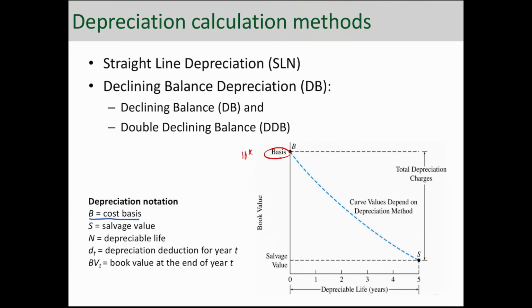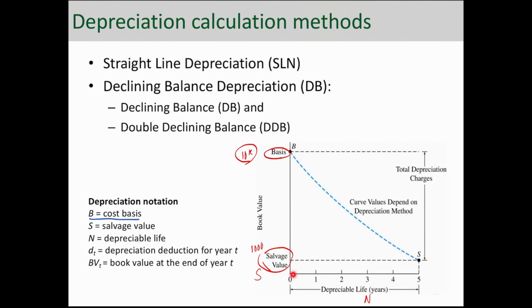And you can see that this graph shows how this asset depreciates over time. And looks like the depreciable life is 5 years. So over 5 years, the cost basis of $10,000 reaches to the salvage value of, let's say, $1,000, right? So you were able to depreciate 9,000 here. The depreciable life is shown with N. The salvage value is shown with S.